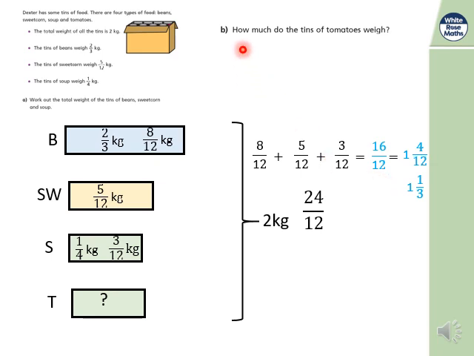How would we work out the second question? How much do the tins of tomatoes weigh? So if we know that 24/12 is 2 kilograms of all of the cans, we know 16 of those 12ths are the 3 cans we've already got. Then what would we do for the tomatoes? How could we work that out? And what we could have done was subtract 24 twelfths take away 16 twelfths equals 8 twelfths, which means the same as 2/3. So the tomatoes weighed 2/3 of a kilogram.